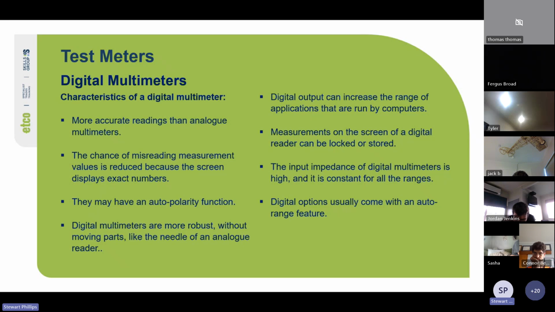So it just reduces the risk, having a digital one versus analog. Analog ones were very open to misreading depending on what angle you were looking at the meter. If you were at a slight angle, you could get a funny reading.